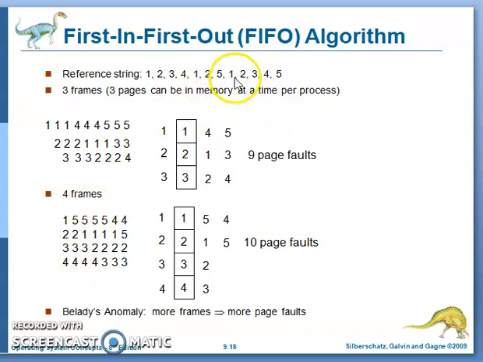Now we require the 1. 1 is not there. The 1 is just gone, because it was replaced with the 5. We have only 5, 2, 3, 4.